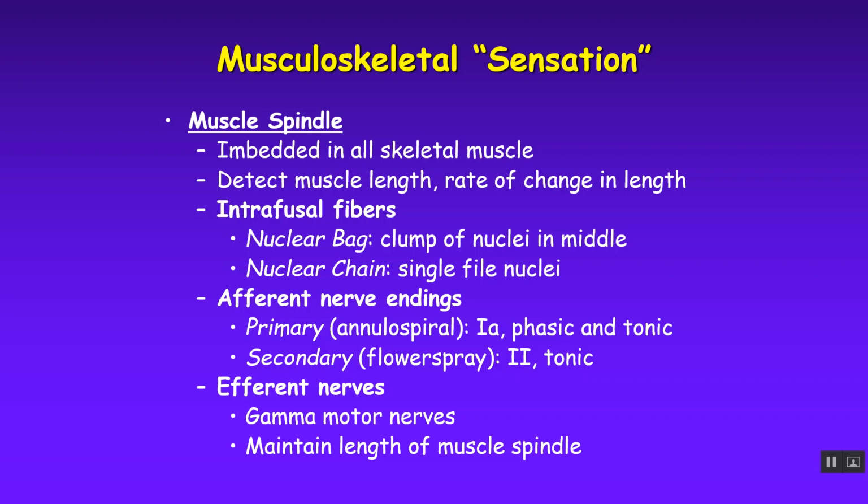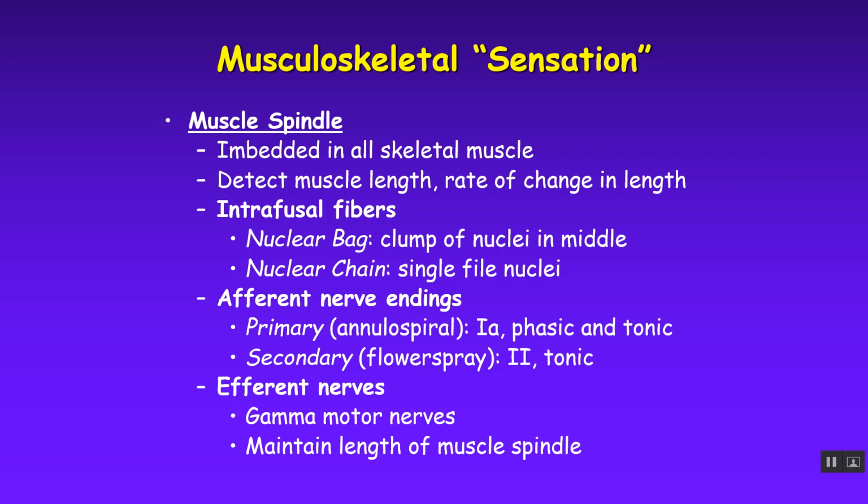Inside of the fusiform structure are the intrafusal fibers. There are two different types of fibers. One is called the nuclear bag fibers. This is like a clump of nuclei in the middle of the fiber, which we'll show you pictures of in a second. Then there's the nuclear chain fiber, which is a straight fiber with lots of cell bodies all lined up in a chain.